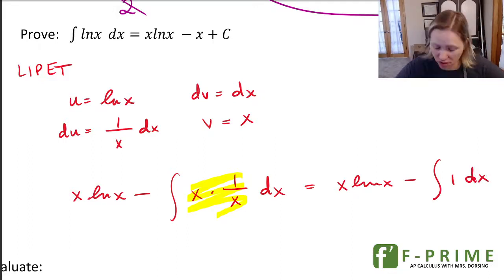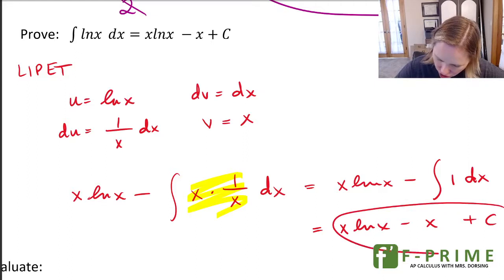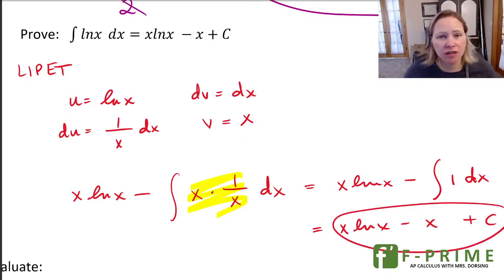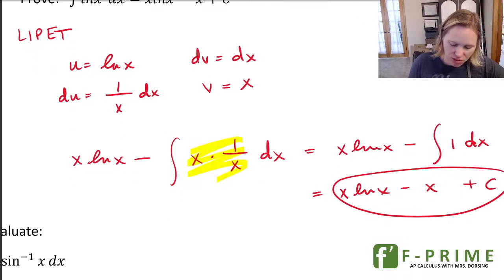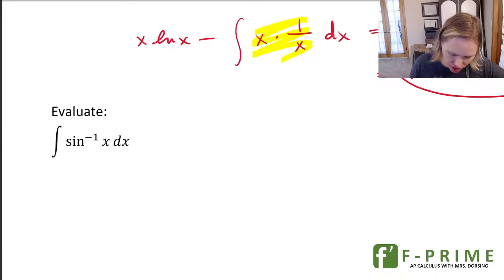Well, what's the integral of 1? Just x. It's the antiderivative. So x ln x minus x, and then we tack on our constant of integration. Boom! We've just proven that this is a true identity. So sometimes dv will just be dx, and that's okay. Okay, when all else fails, try integration by parts.